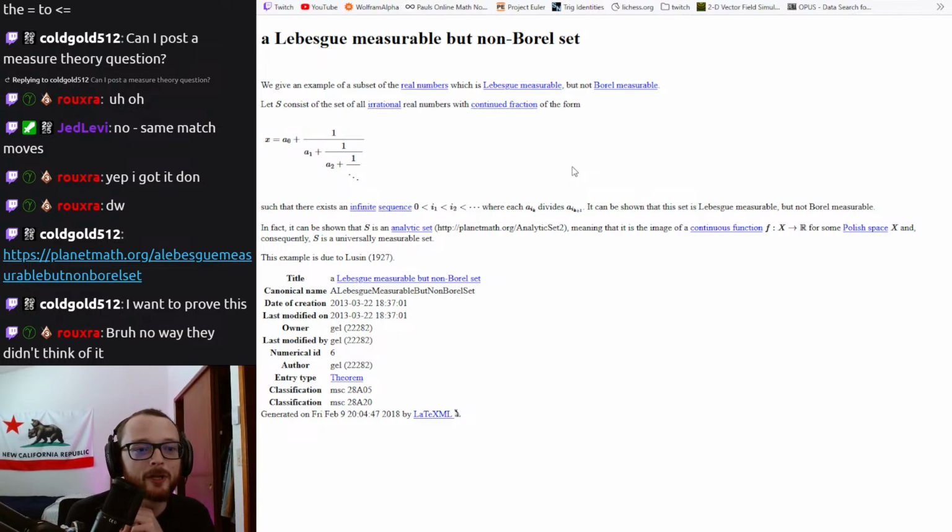A Lebesgue measurable but non-Borel set. We give an example of a subset of the real numbers which is Lebesgue measurable but not Borel measurable. S consists of the set of all irrational real numbers with continued fraction of that form, such that there exists an infinite sequence where each a sub i sub k divides a sub i sub k plus 1. This is like Inception. We're doing two levels deep of subscripts, and we have to go deeper. Being shown that the set is Lebesgue measurable but not Borel measurable, and Coldwell wants to prove that.